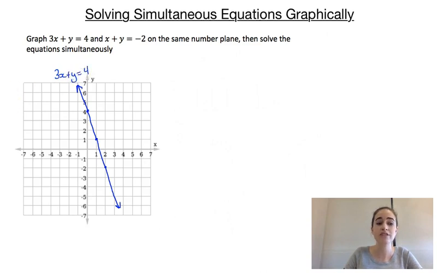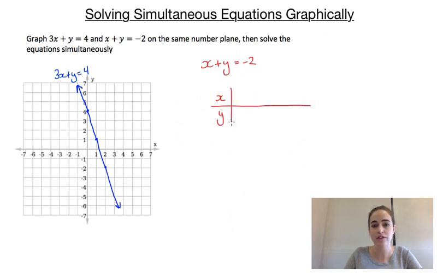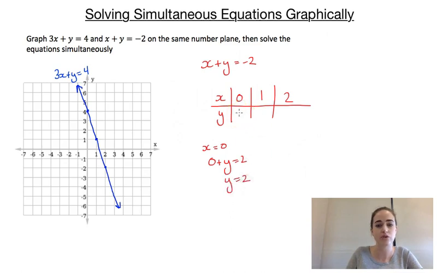So now we're going to do the same sort of process, but with our other line. This time we have x plus y is equal to minus 2. So we'll draw up a table of values again. Let's pick 0, 1, and 2 as our values for x. So if we sub in x equals 0, we'd have 0 plus y is equal to 2, which just means that y is equal to 2.